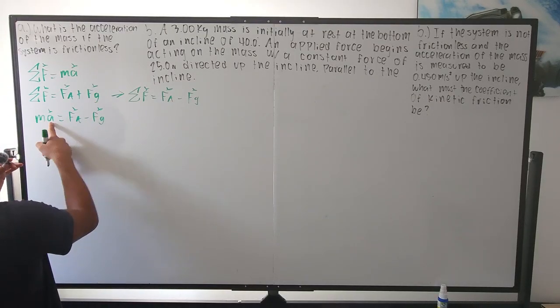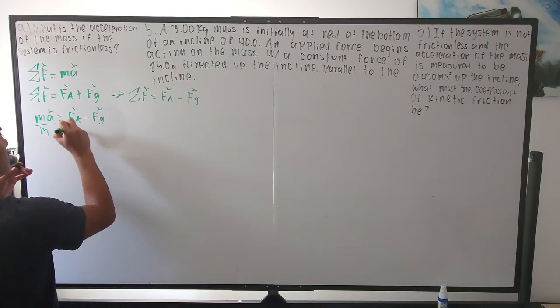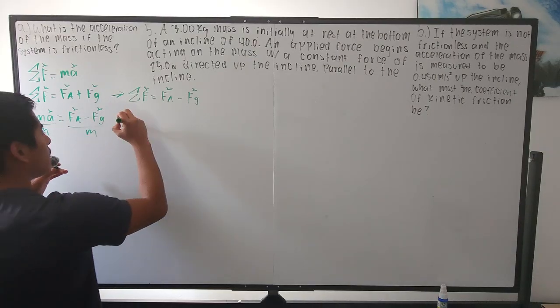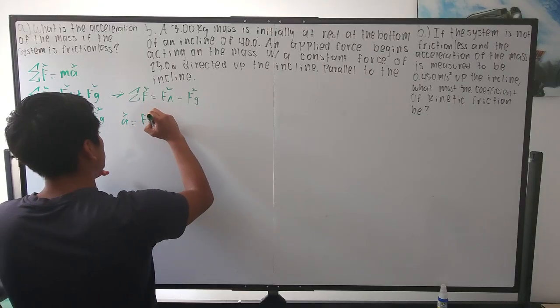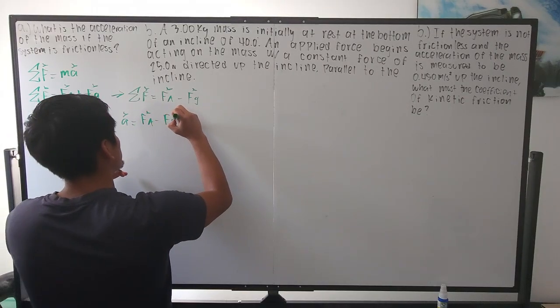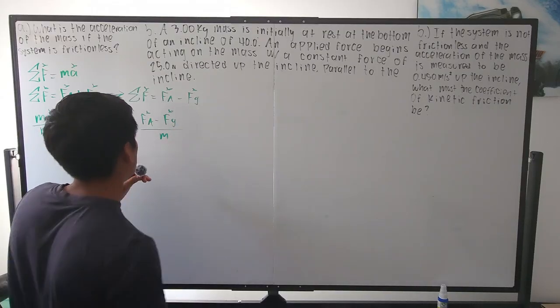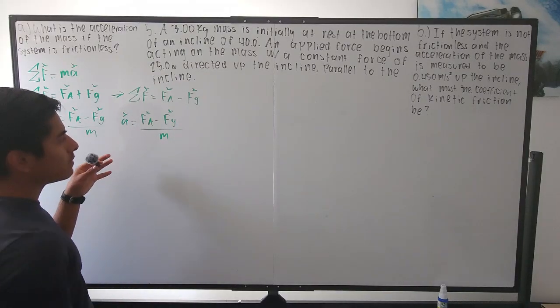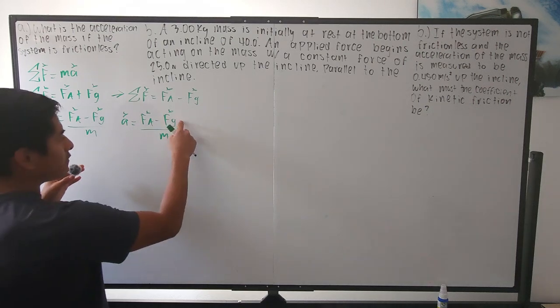Since I'm looking for acceleration, I'm going to divide by m to isolate a. And then I get my answer that a, the acceleration, is equal to the force applied minus the force done by gravity, over the mass of the object. Now I just need to plug in my values, but first of all, we need to find what Fg is.